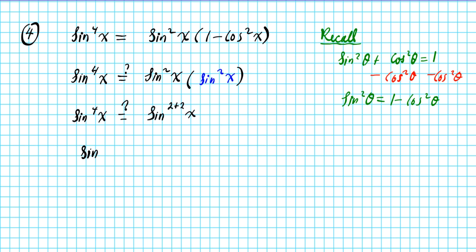So the question now is, sine to the fourth x, is it equal to sine to the fourth x? The answer is yes. So this shows clearly that the original identity is in fact correct. Alright, let's take a look at the next problem.